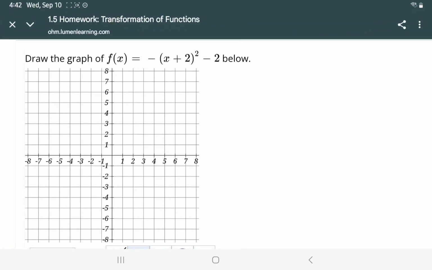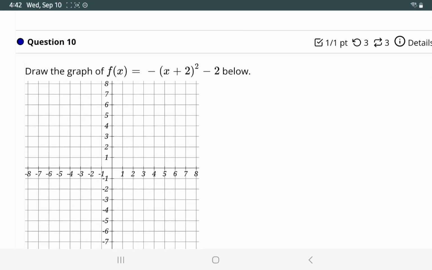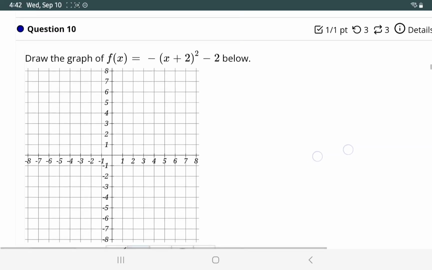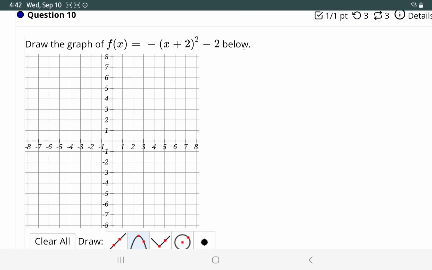All right, so we are looking at some of the questions from the section 1.5 homework on the transformation of functions. So in this homework, you are going to have to use the drawing or graphing utility in Lumen. And so the first thing you want to do is check what kind of function you have to determine which kind of graphing utility you want to use. So in question 10 here, we are given f of x equals minus, and then parentheses x plus 2 squared, and then minus 2. So we are trying to graph some transformation of the standard quadratic function, so we're going to pick the quadratic graphing utility.